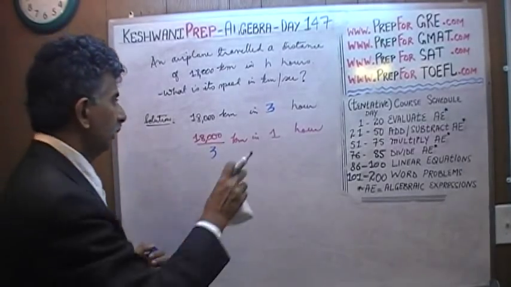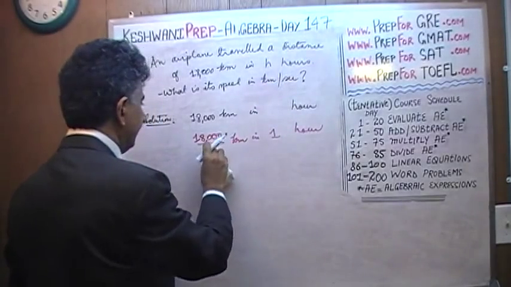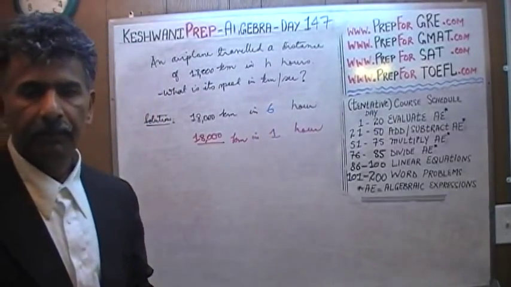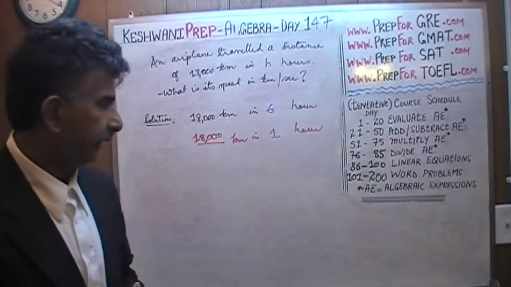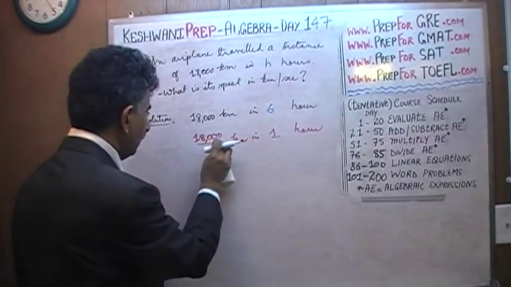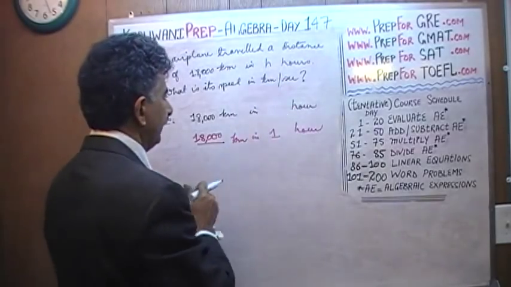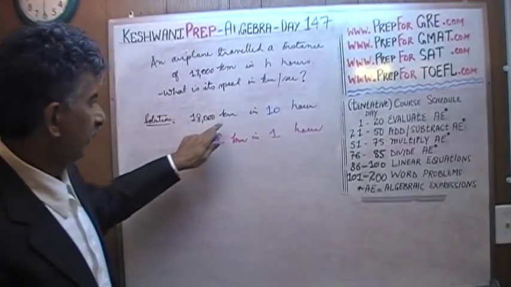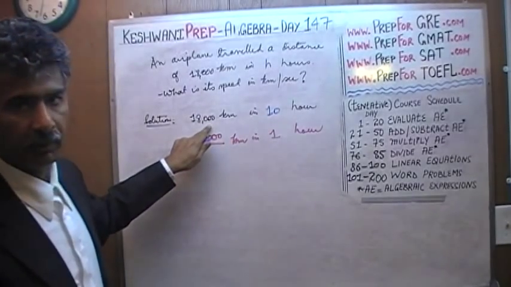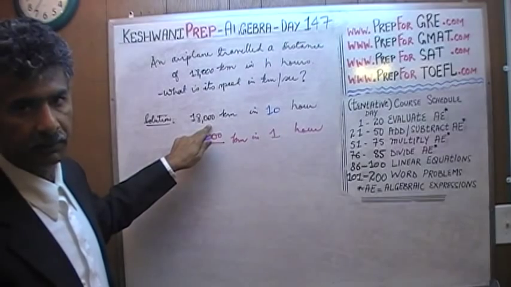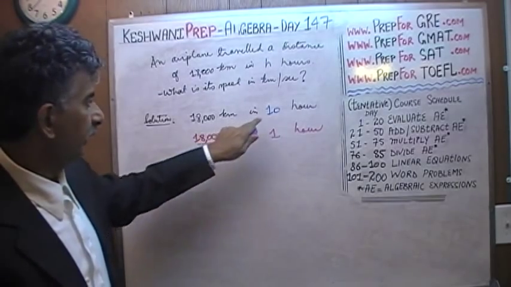What if we were told that it traveled 18,000 kilometers in 6 hours? How will we find how much it traveled in 1 hour? By dividing 18,000 by 6. What if it traveled 18,000 kilometers in 10 hours? It must have gone on average 1,800 kilometers an hour. Where do we find that 1,800? By dividing this quantity by that quantity.